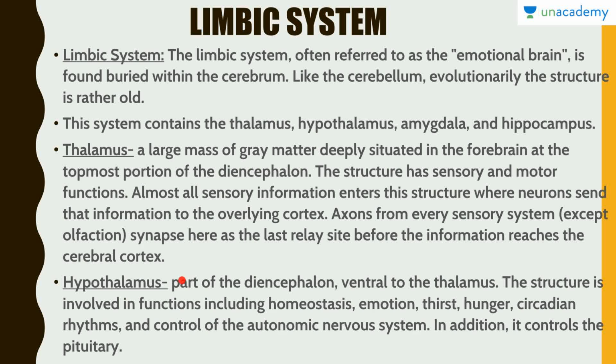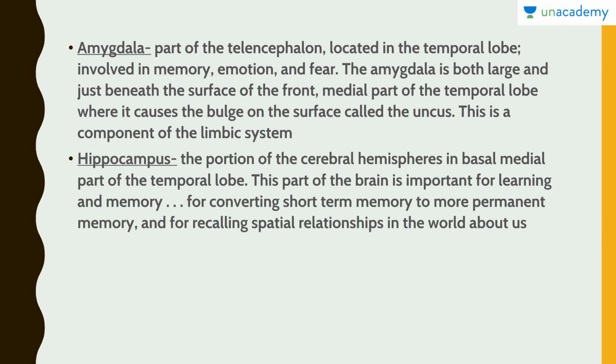Moving on to the hypothalamus, it is the part of the diencephalon which is ventral to the thalamus. The structure is involved in functions including homeostasis, emotion, thirst, hunger, circadian rhythms, and control of the autonomic nervous system. In addition, it also controls the pituitary gland.